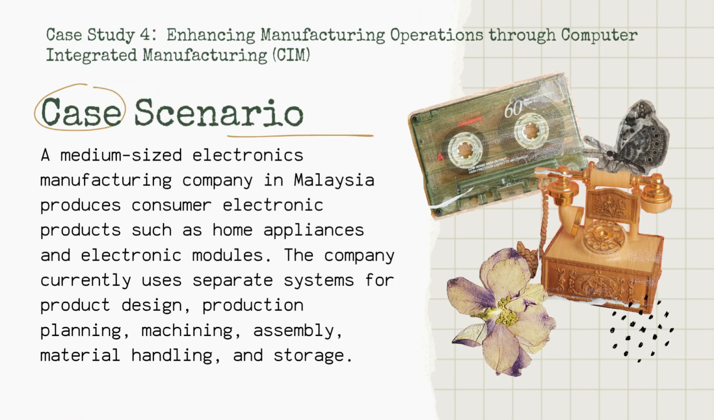The last case study is about enhancing manufacturing operations through computer-integrated manufacturing. The case scenario is a medium-sized electronic manufacturing company in Malaysia produces consumer electronic products such as home appliances and electronic modules. The company currently uses separate systems for product design, production planning, machining, assembly, material handling, and storage.